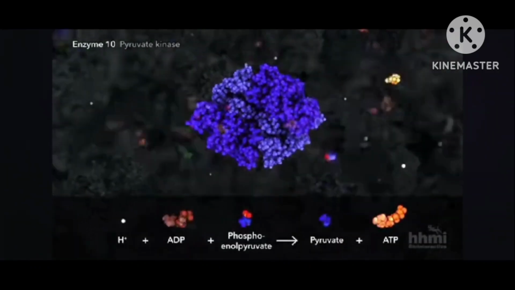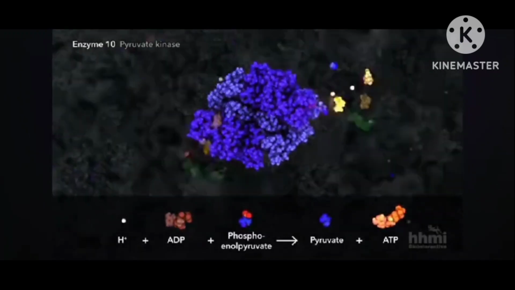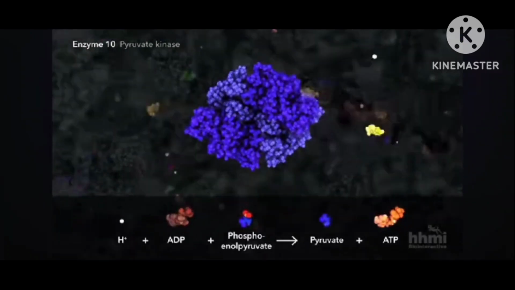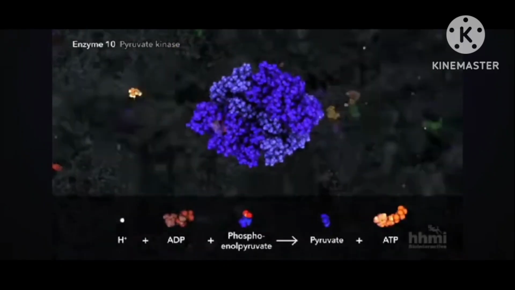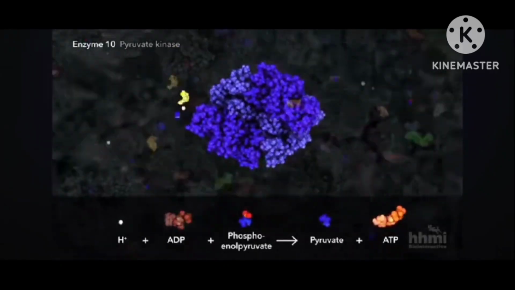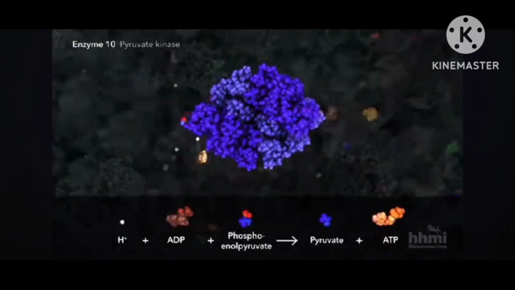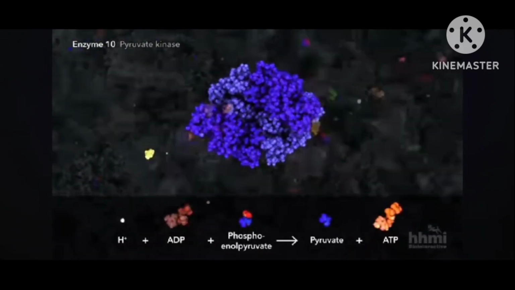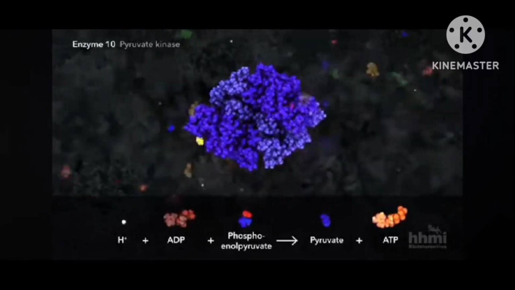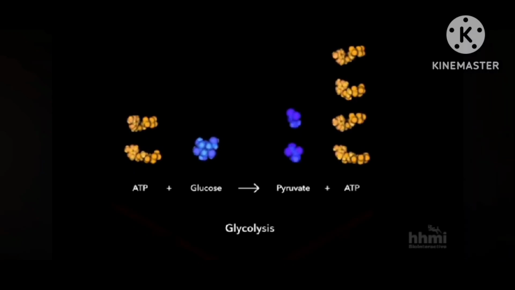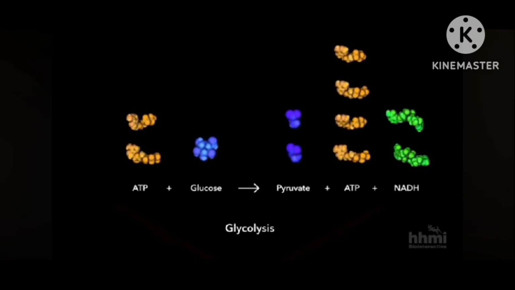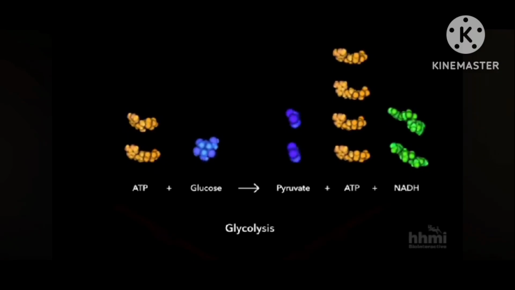The 10th enzyme transfers the remaining phosphate group to ADP, producing ATP and the 3-carbon sugar, pyruvate. Glycolysis finally produces a net gain in ATP. The glycolysis pathway breaks down glucose into 2 molecules of pyruvate, gaining 2 ATP and 2 NADH in the process.